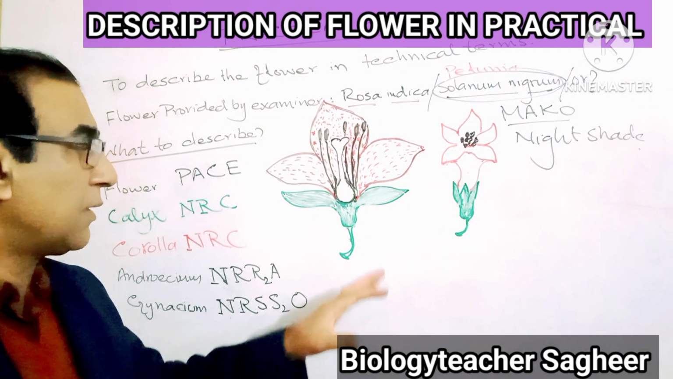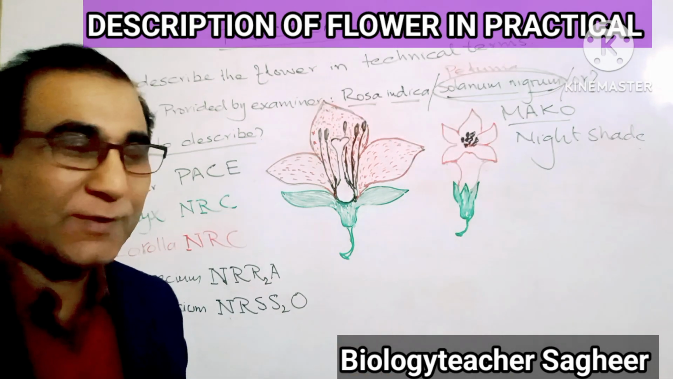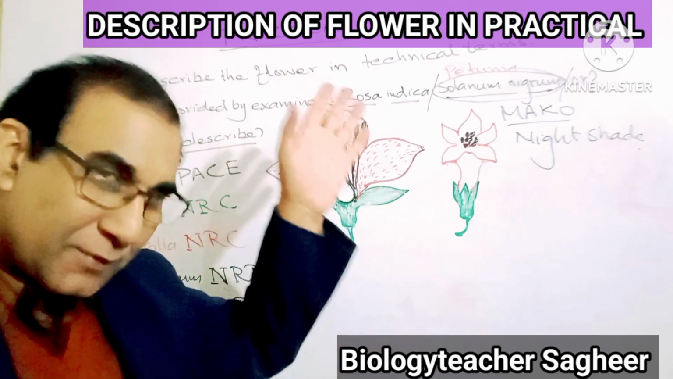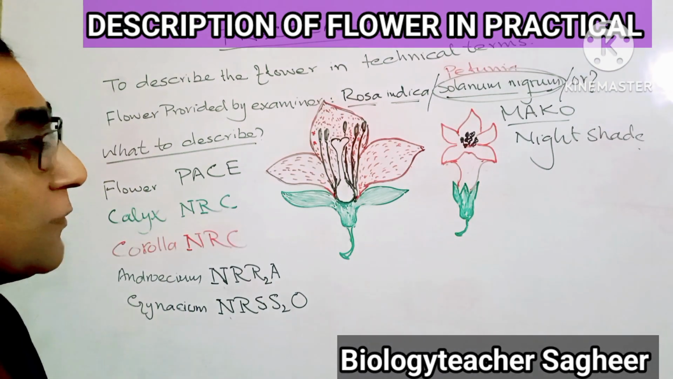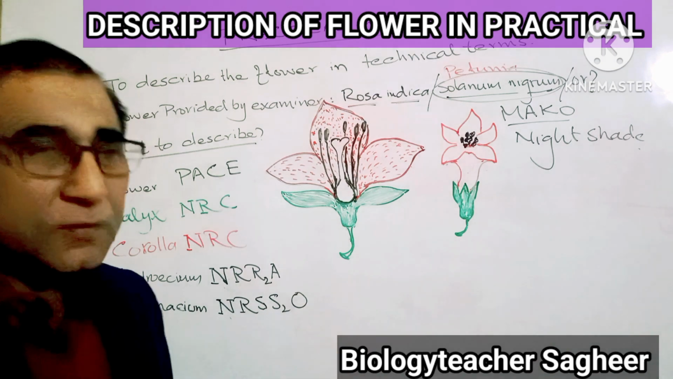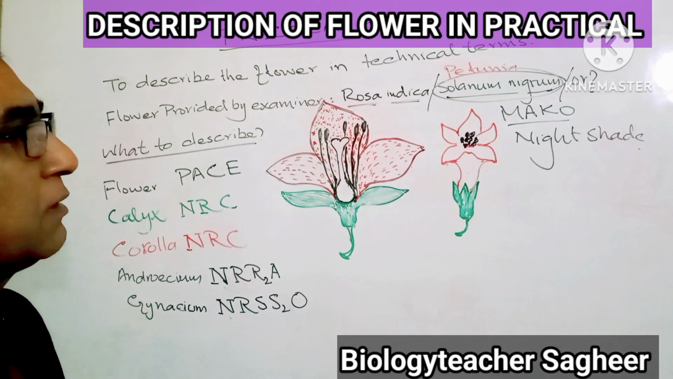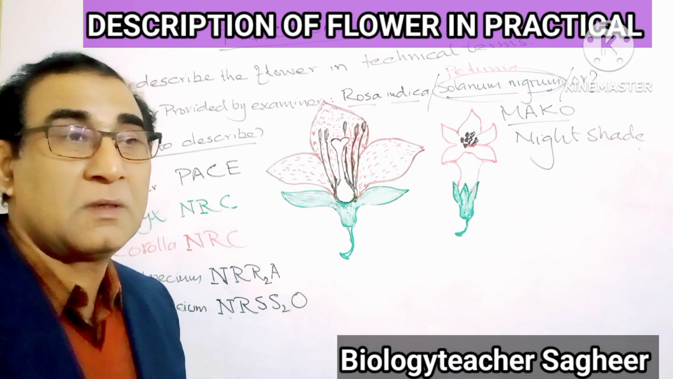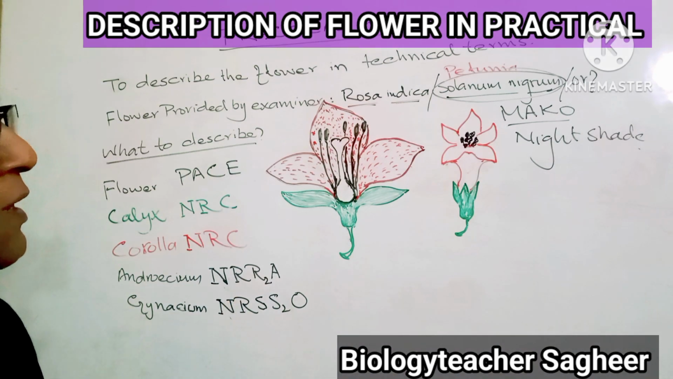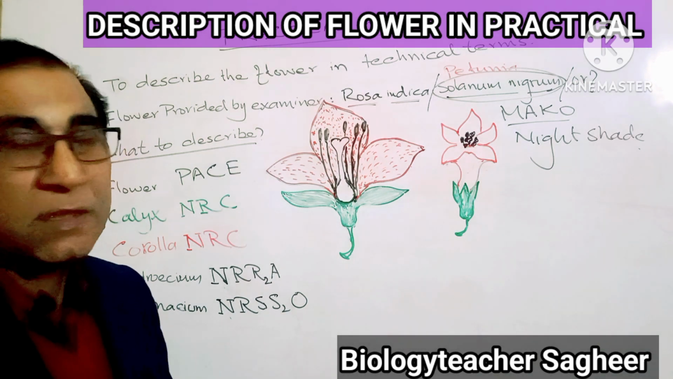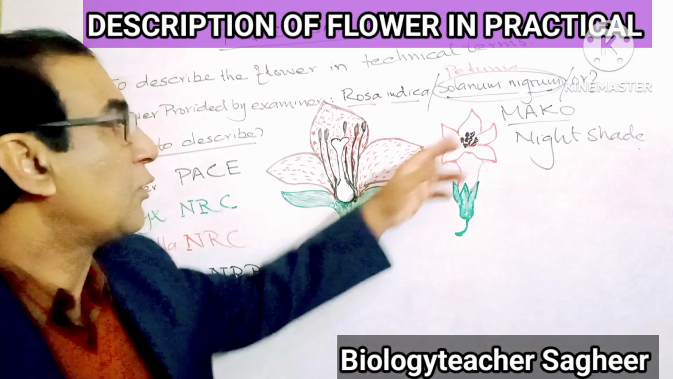To save time, I had drawn it already. I had supposed that you would be provided the flower by your would-be examiner. That would be Solanum nigrum. That can be Avena sativa from the Poaceae family, or Lathyrus odoratus from the pea family, or a Caesalpiniaceae flower, Cassia fistula, and so on. But today we have supposed that you have been provided with Solanum nigrum.